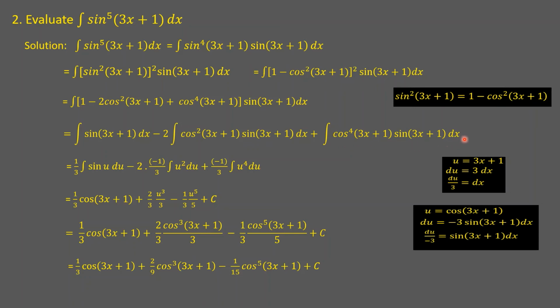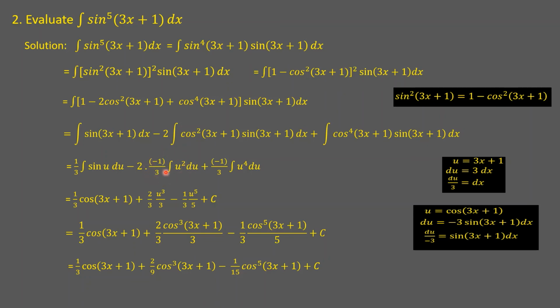Now, to simplify the integral, we can make use of the substitution, replacing 3x plus 1 by u and 3 dx by du, or dx by du over 3. Hence, this integral can be written in terms of sine u, where dx is du over 3. So the first integral is 1/3 the integral of sine u du. The second integral is 2 times negative 1/3 integral of u squared du.